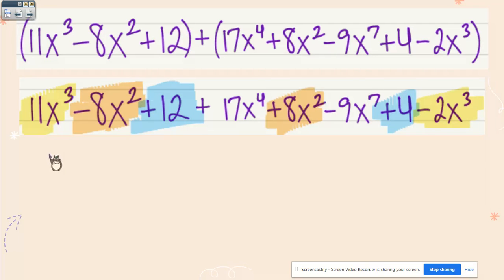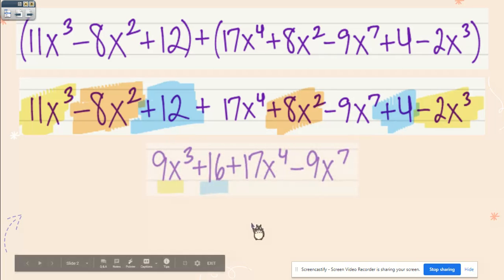So just as I said, I rewrote everything without the parentheses, and I highlighted the terms that I can combine. For example, 11x to the third power can combine with negative 2x to the third power. Negative 8x squared can combine with 8x squared. And 12 can combine with 4. And this is what you would get.